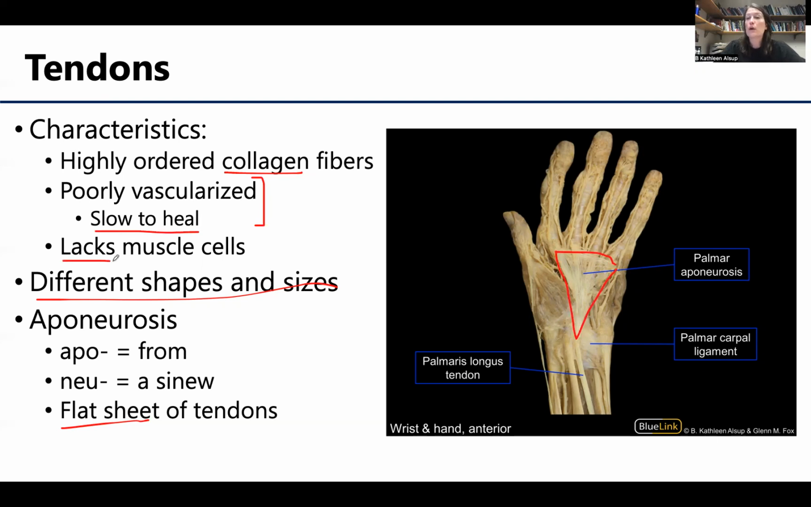And also, even though that connective tissue, the endomysium, perimysium, and epimysium, surrounded certain components of the muscle, once that muscle belly ends, tendons do not have muscle cells associated with them. So it's really just these highly organized collagen fibers going to connect to bone.